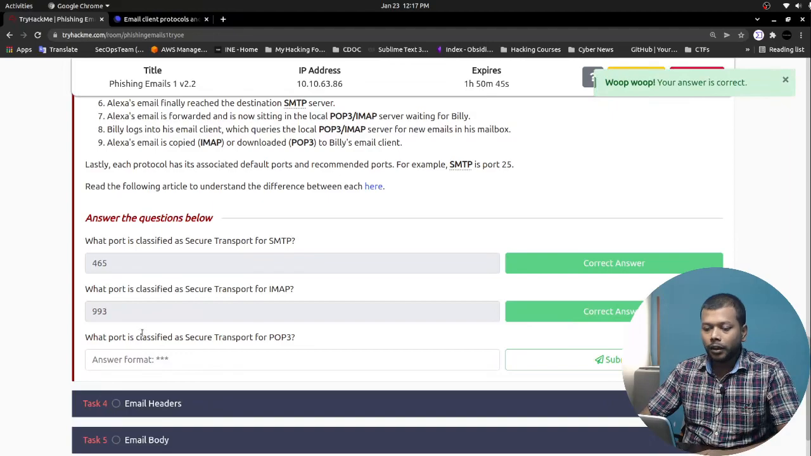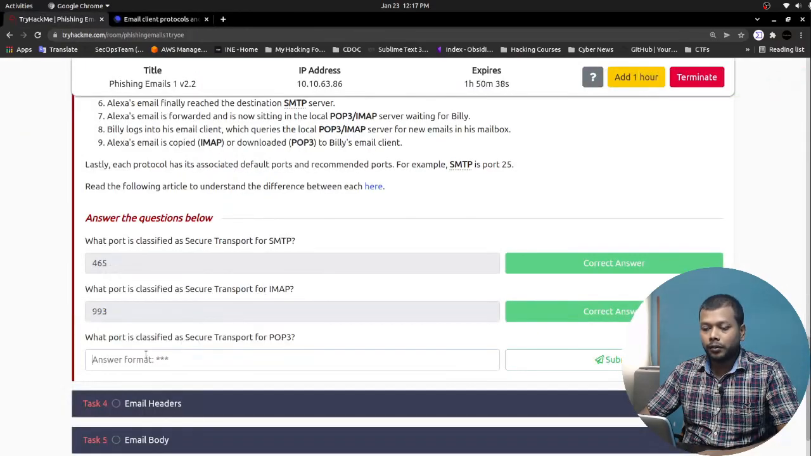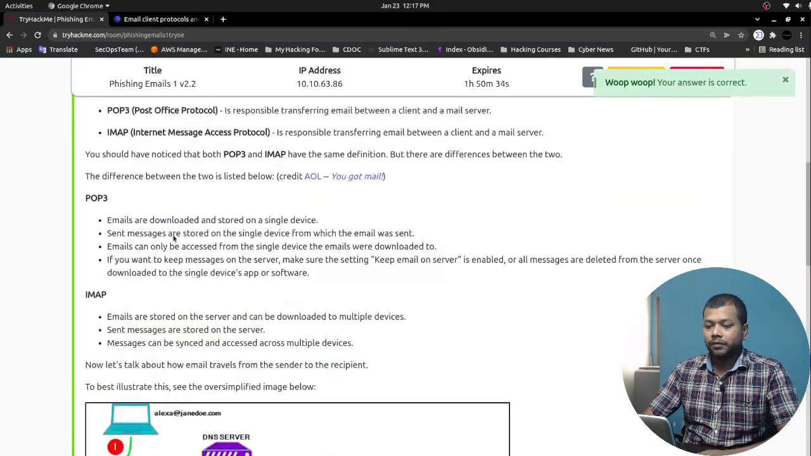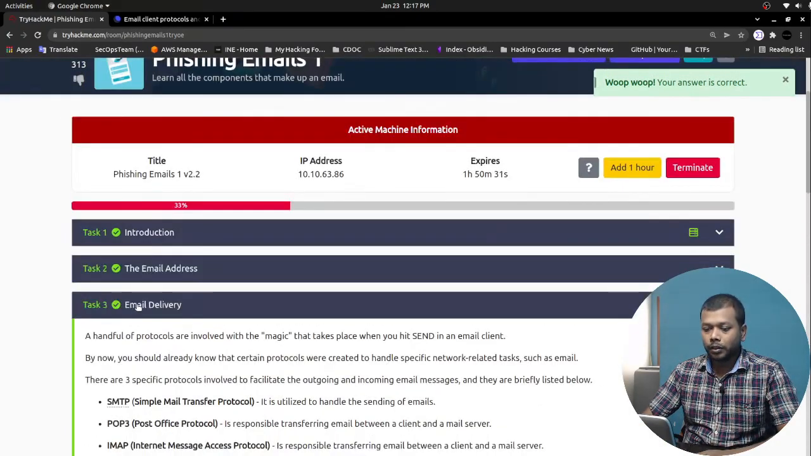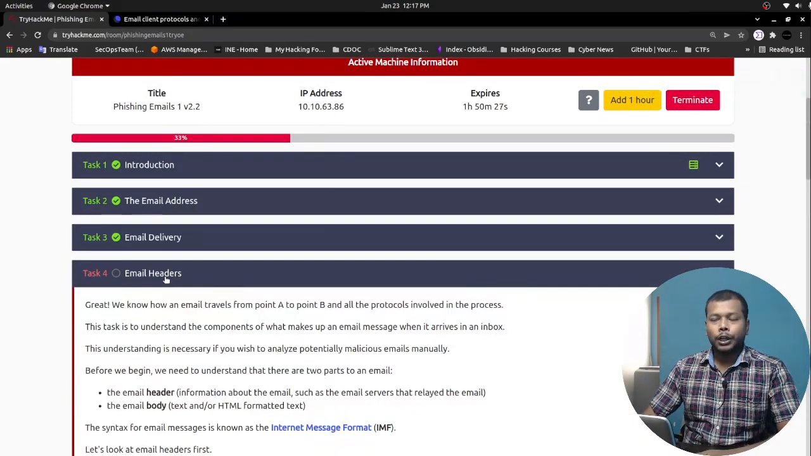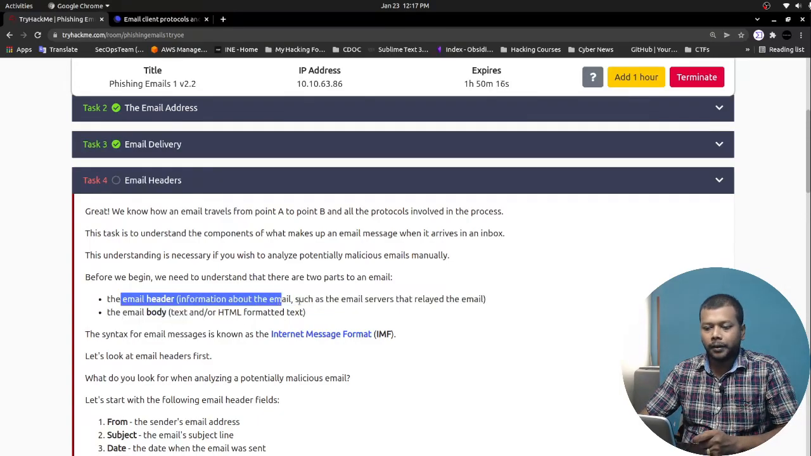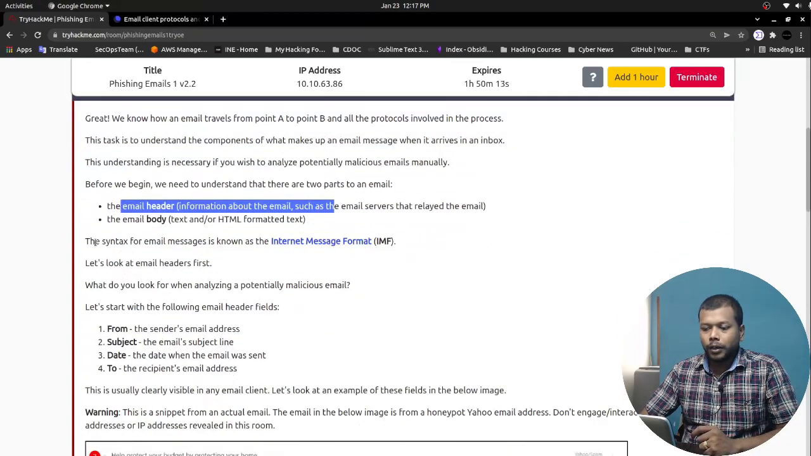If we want the SMTP secure channel, then port 465 is to be used, and port 587 for insecure transport. And you can see SMTP port 25, the more common one, is outdated and not recommended. Username and password authentication must be enabled if using this port. So this must be kept in mind. Right, so this is all about email delivery and the basics of the email ID syntax.